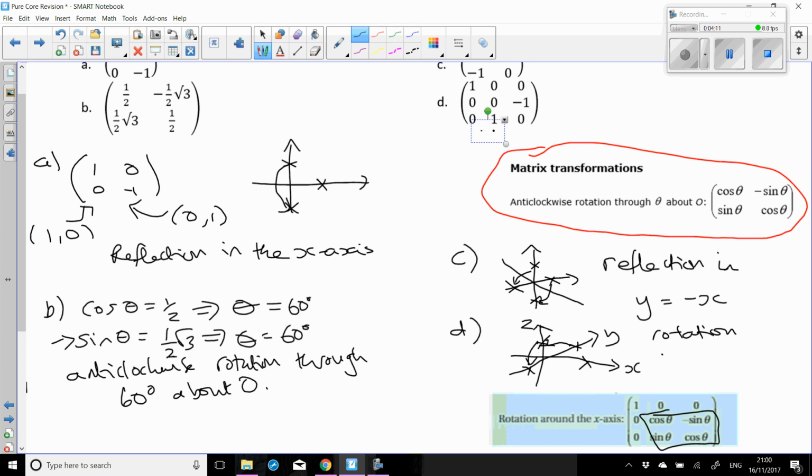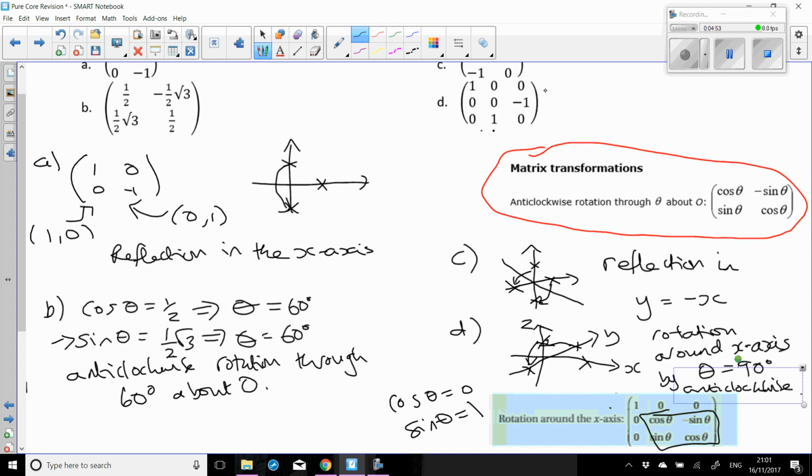So it's a rotation around the x-axis, as that stayed where it is, it stayed invariant, by theta, which is going to be 90 degrees. Now the other way with this is, if you look at the matrix, cos theta equals 0, sine theta equals 1 by matching up this formula with the matrix we've got. Inverse sine, inverse cos on those give the angle of 90 degrees. It is anti-clockwise. So there we go.